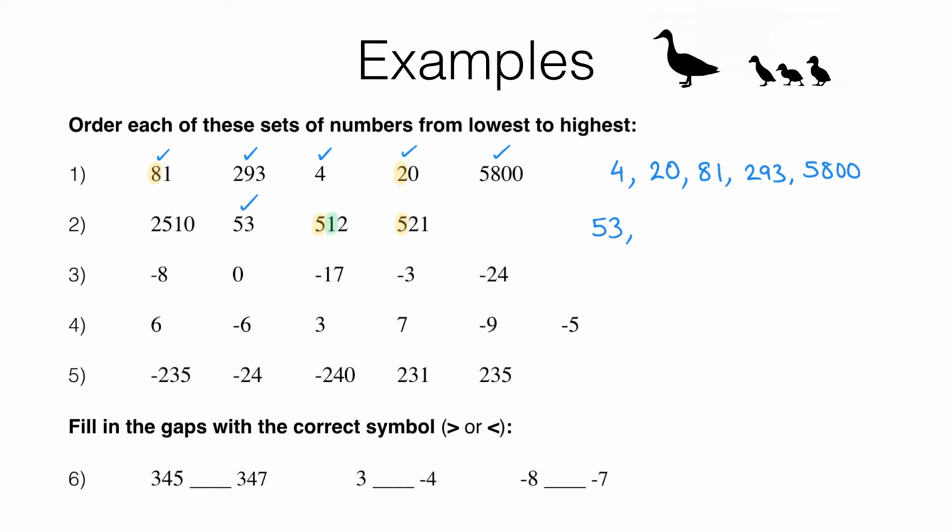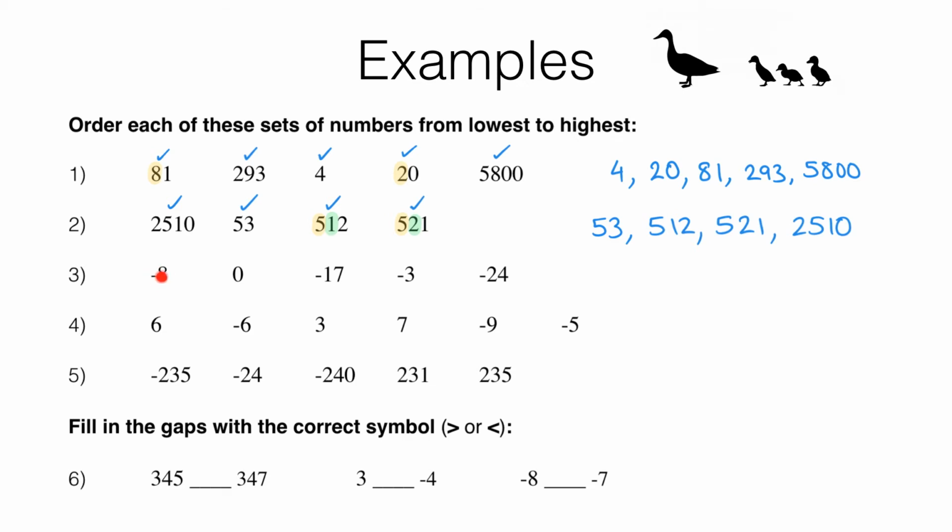512 has got 1 10, 521 has got 2 10s. So now I can tell that 512 is lower than 521 because they've both got the same number of hundreds, but 512 has got fewer 10s. It's just got 1 10 as opposed to 2 10s. So I can put them in my list. 512 comes next, and then 521. And finally, that leaves us with 2,510. Let's move on to question 3.